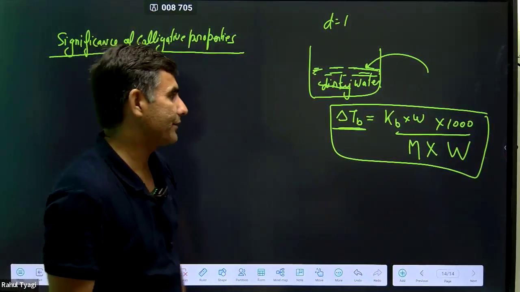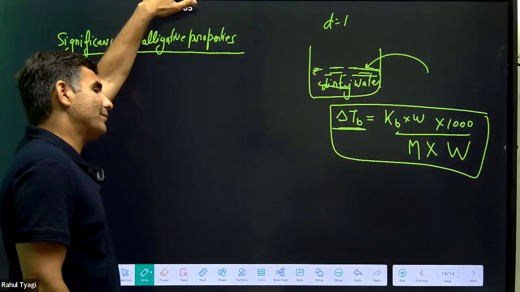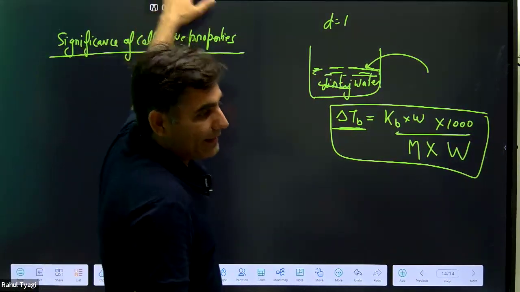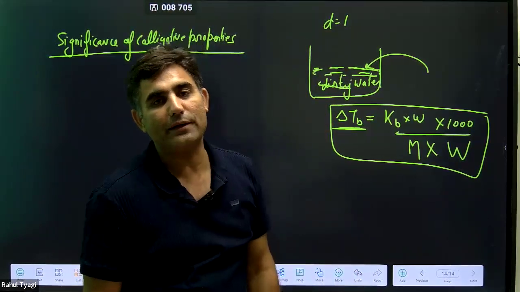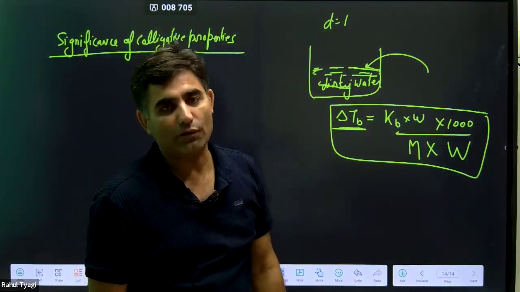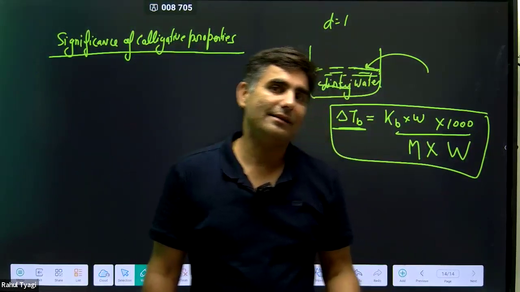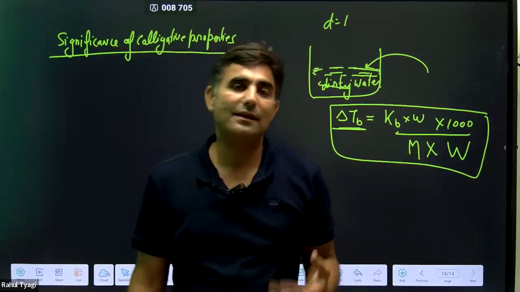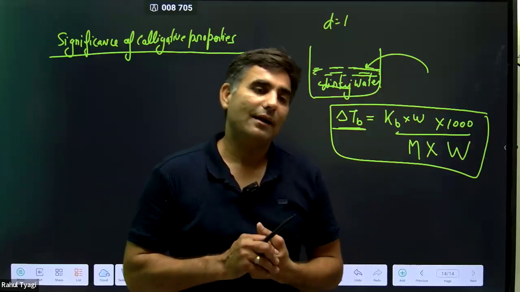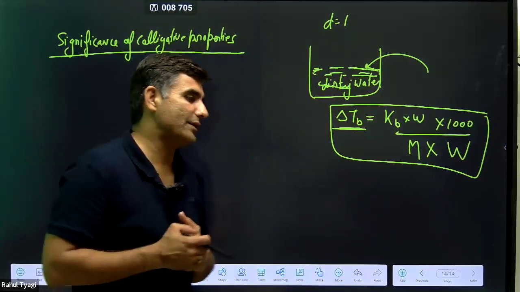Hope you got it. Okay, what is the significance of colligative property? In the next class, I will discuss depression in freezing point, osmotic pressure, and van't Hoff factor. After that, I will discuss some numericals that are relevant for the board exam, JEE Mains exam, and a few questions for the Advanced exam.